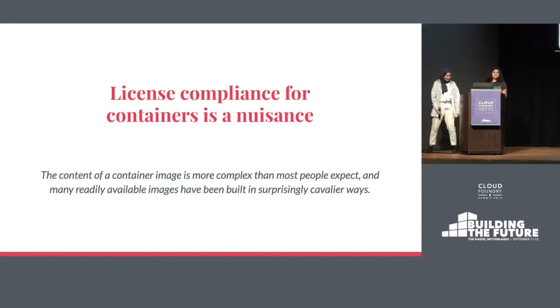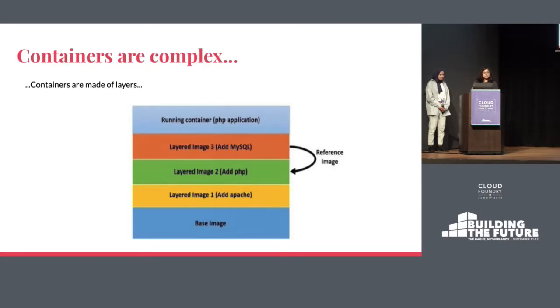So why is it a nuisance? It's a nuisance because the content of a container image is more complex than what you would expect. And many readily available images that you have up on the internet are built in really crooked ways. Let's look at some of those examples.